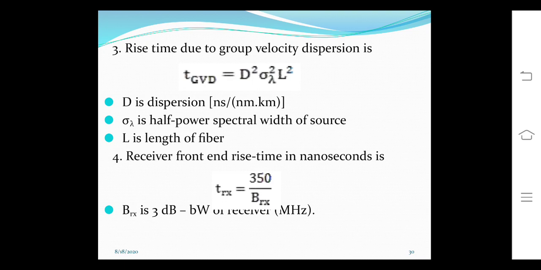And the receiver front end rise time is denoted in nanoseconds. So TRX equals 350 by BRX, where BRX is the 3 dB bandwidth of the receiver, denoted in megahertz.